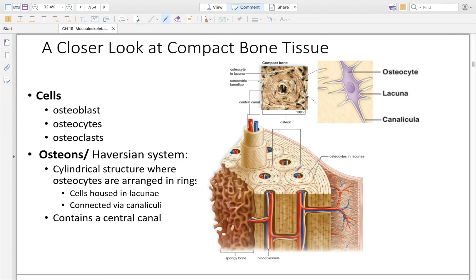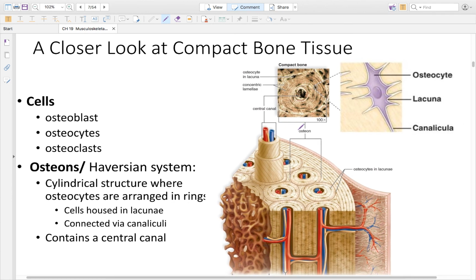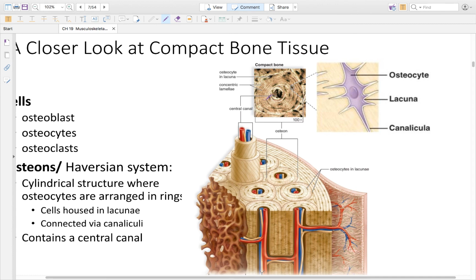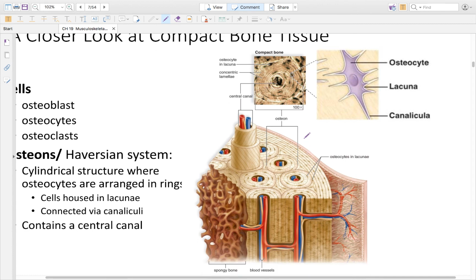All right, if we look closer at a compact bone, let me zoom in here. If we zoom in on the compact bone, there's some very significant information here, but I want to point out the first thing that is of significance. Number one, the compact bone looks like this. It's got these rings, and it almost looks like a tree trunk. And in the center, it has the central canal.